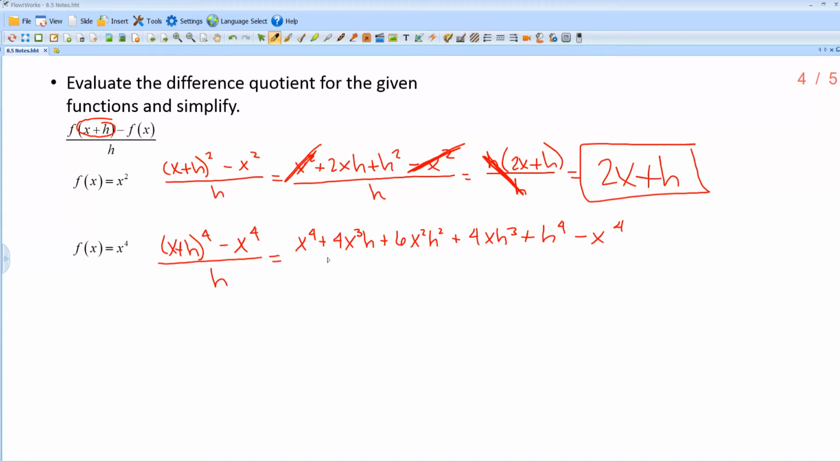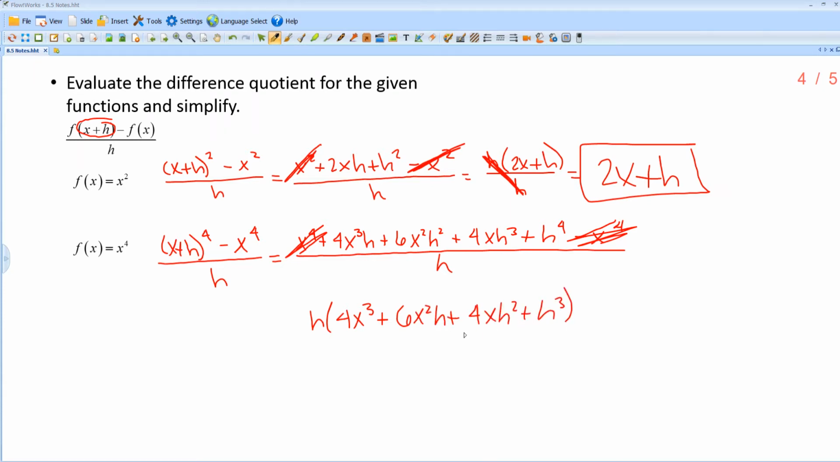That comes from right here. All over h. x to the fourths cancel. I can factor an h out of all of this, and it's the only thing I can factor out. So I get 4x cubed plus 6x squared h plus 4xh squared plus h cubed over h, and the h's cancel. So I'm left with just 4x cubed plus 6x squared h plus 4xh squared plus h cubed.